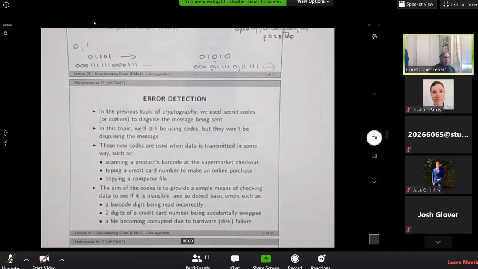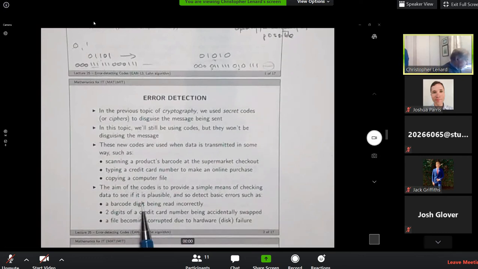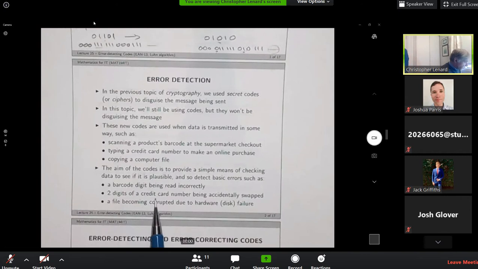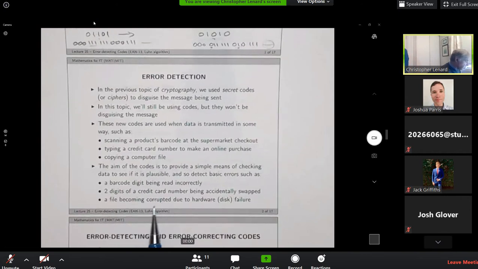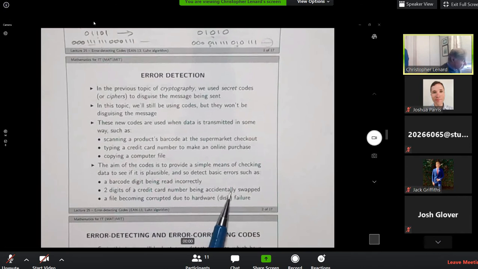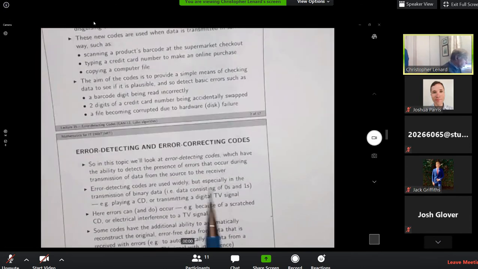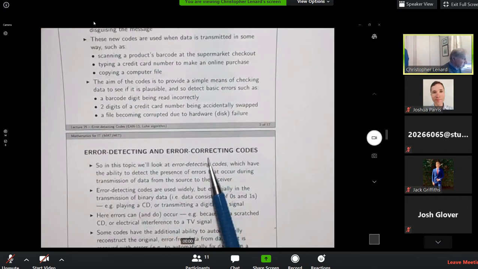Pretty common errors are that you transpose two things. So instead of writing 1, 2, 3, you write 1, 3, 2, or more to the point, instead of writing 1, 3, 2, you might write 1, 2, 3, because you get into the groove of 1, 2, 3. You can do things like checking if files are corrupted, digits in a credit card or any other thing being swapped around. So what we want to do is try and detect errors and correct errors.